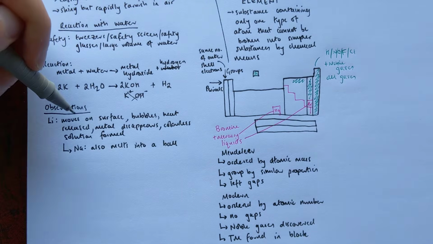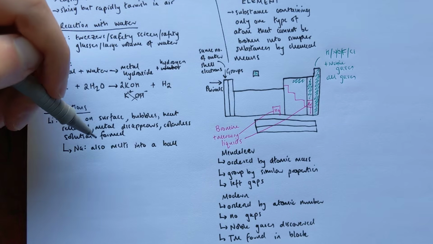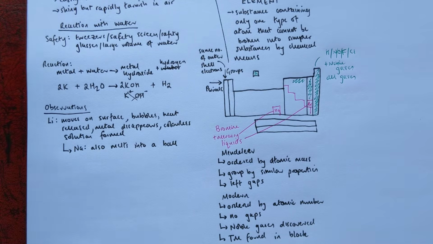So in addition to all these previous observations, sodium will also melt into a ball because it's an even hotter reaction. You actually go past the melting point of sodium in terms of temperature, causing it to melt into a little sphere of liquid sodium.